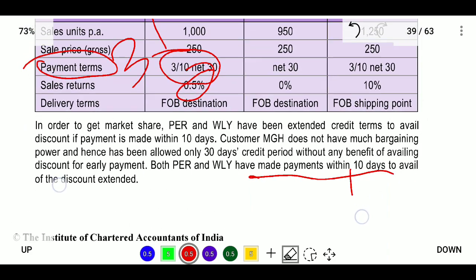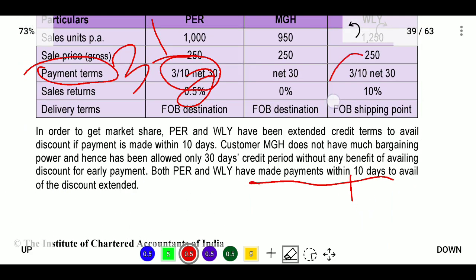Next, what is the percentage we will take for the discount? It is 3%, and we will take the 3% on net sales. Net sales means sales minus sales returns, and on that we will provide the cash discounts.